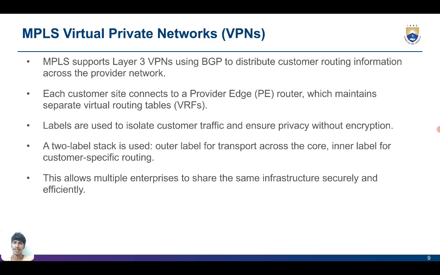A two-label stack is used: the outer label for transport across the core, the inner label for customer-specific routing. This allows multiple enterprises to share the same infrastructure securely and efficiently.